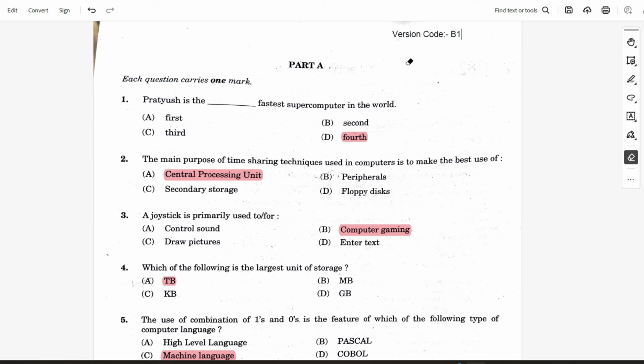So today the PGCET 2023 exam was conducted. In this video we are going to discuss the MCA question paper. I have solved the question paper.